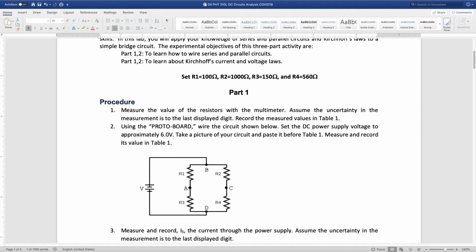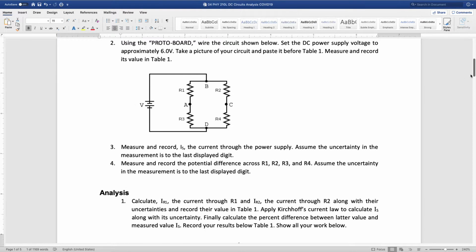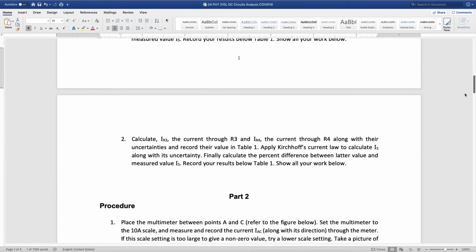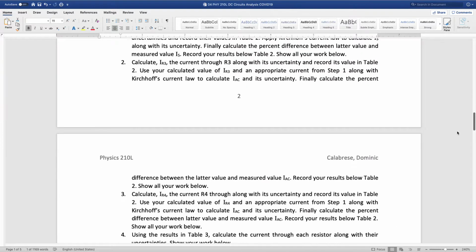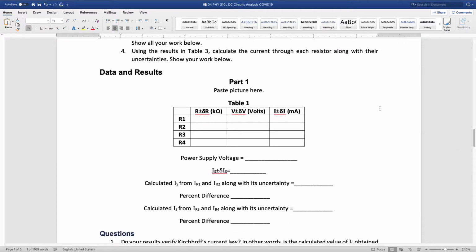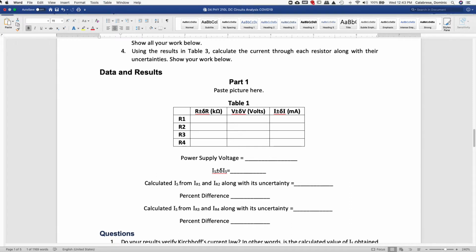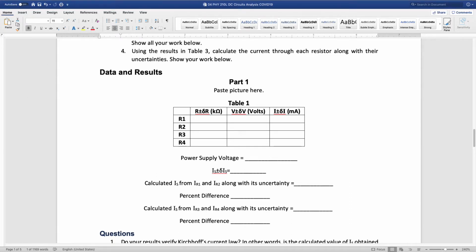Make sure that you show a picture of your setup, okay, including the multimeter. I do want to point something out. In the lab, I say to measure the power supply voltage, but I didn't leave a spot for it in the table. So what you want to do is list the power supply voltage below the tables.